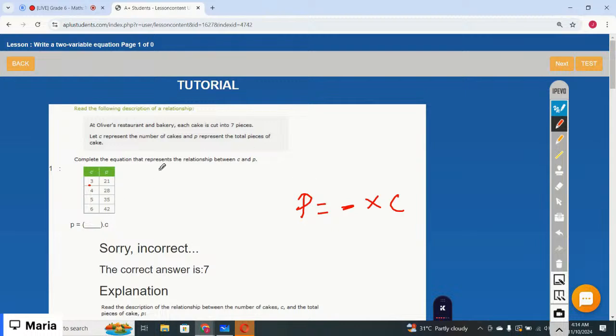That is 3 times 7 is 21, 4 times 7 is 28. So that means if you multiply each C value by 7, you will get 7 times 4 is 28. You will get the values of the P variable, right? So that is P equals 7 times C. Got it? Okay, you can complete the lesson by yourself later today.